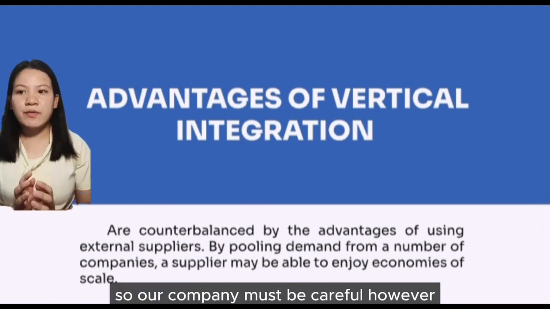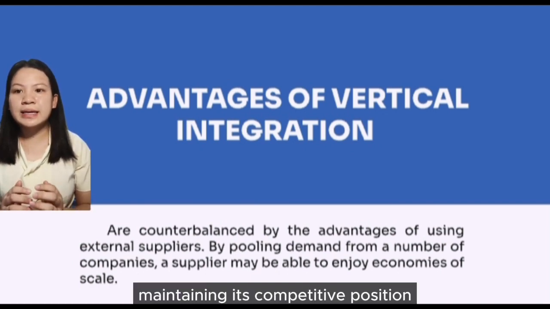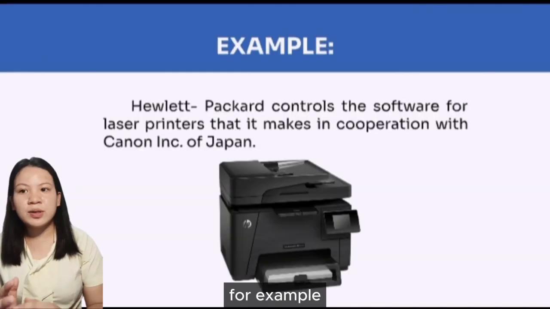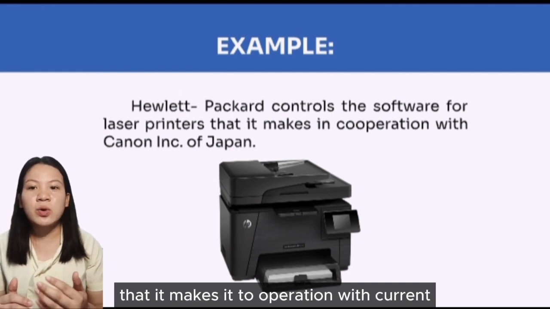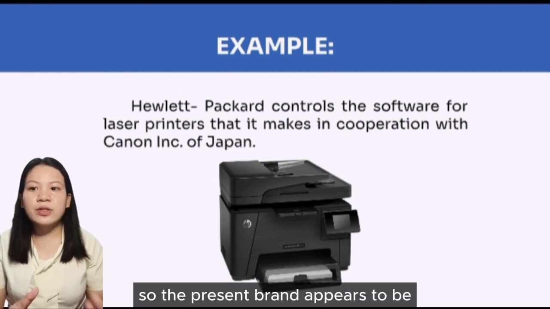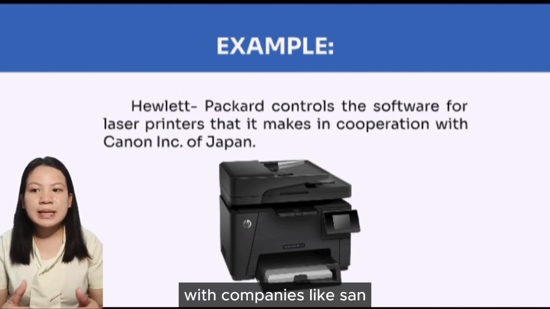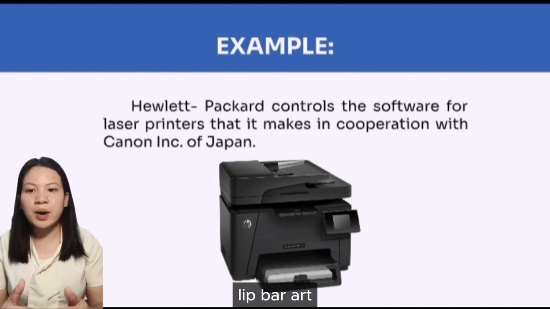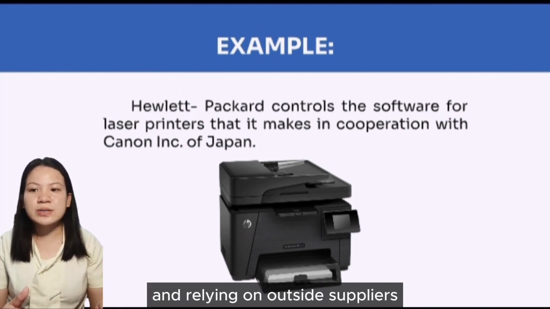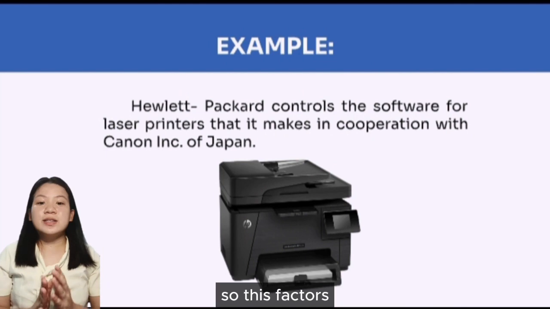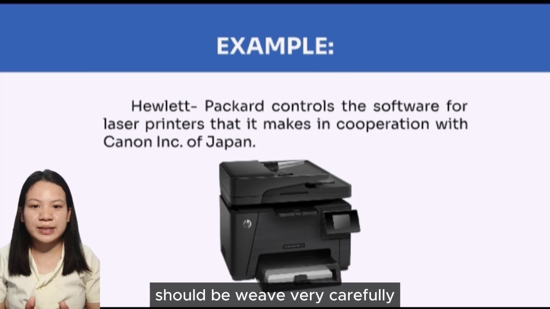A company must be careful, however, to retain control over activities that are essential to maintaining its competitive position. For example, Hewlett-Packard controls the software for laser printers that it makes in cooperation with Canon Inc. of Japan. The present trend appears to be toward less vertical integration, with companies like Sun Microsystems and Hewlett-Packard concentrating on hardware and software design and relying on outside suppliers for almost everything else in the value chain. So these factors suggest that the make or buy decision should be weighed very carefully.